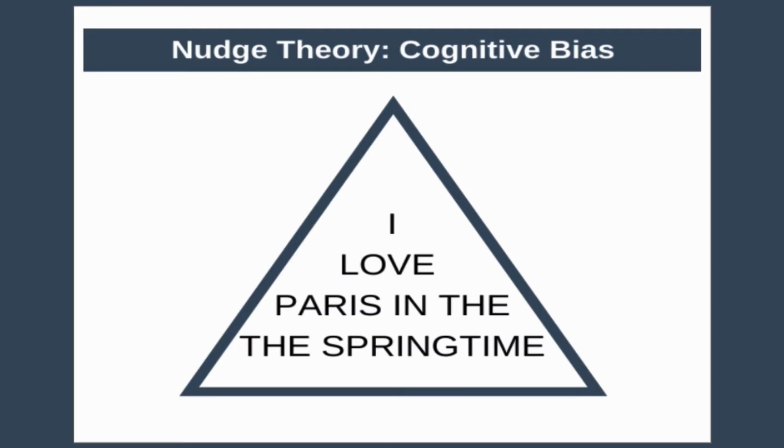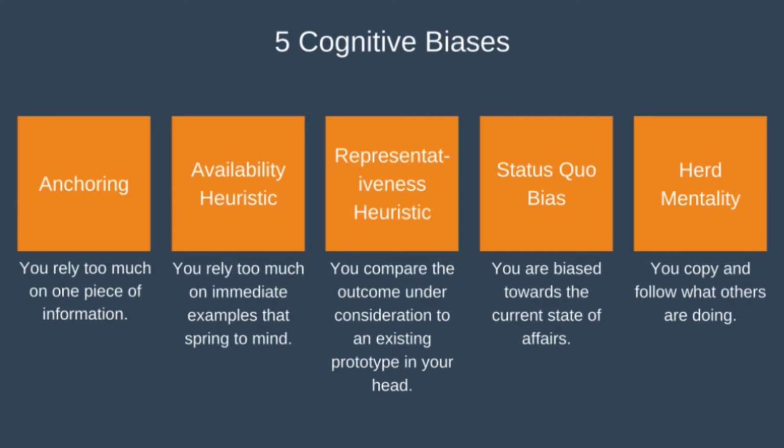Thaler and Sunstein list 5 biases that prejudice our decision making. They are anchoring, availability heuristic, representativeness heuristic, status quo bias, and herd mentality. Let's take a look at each.